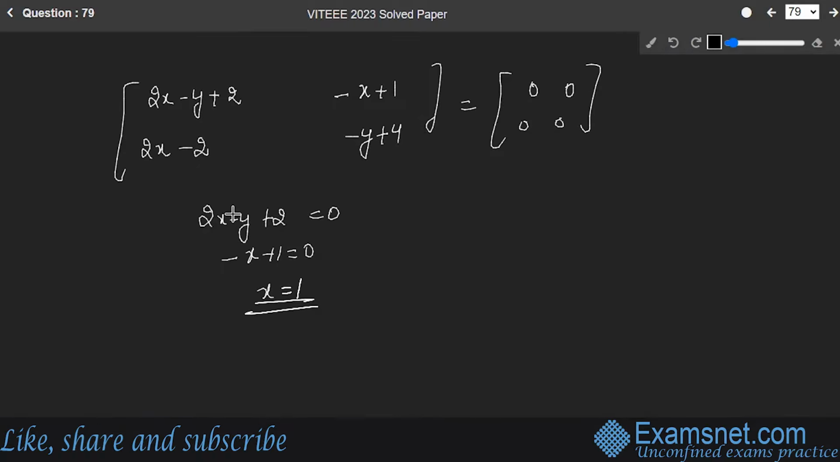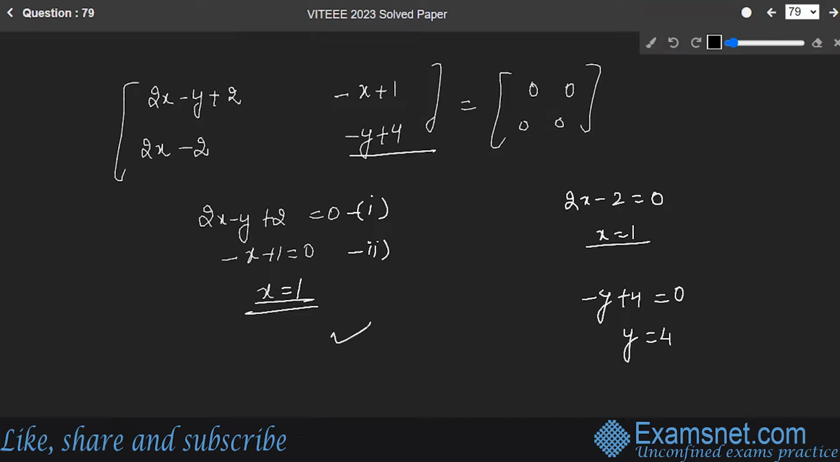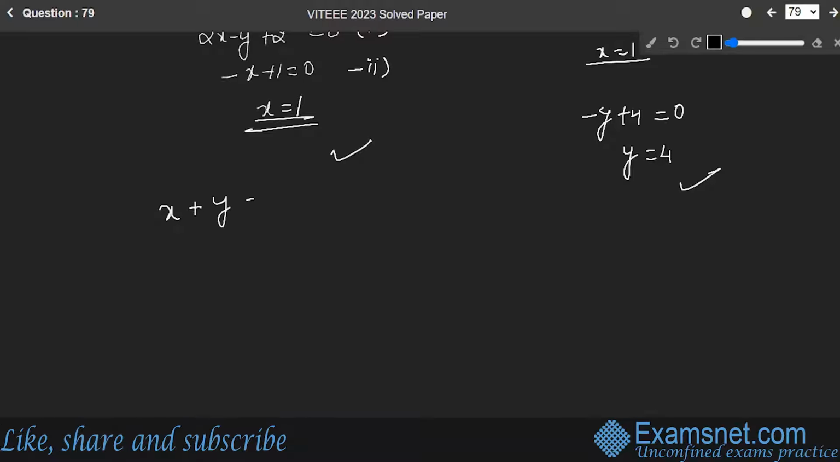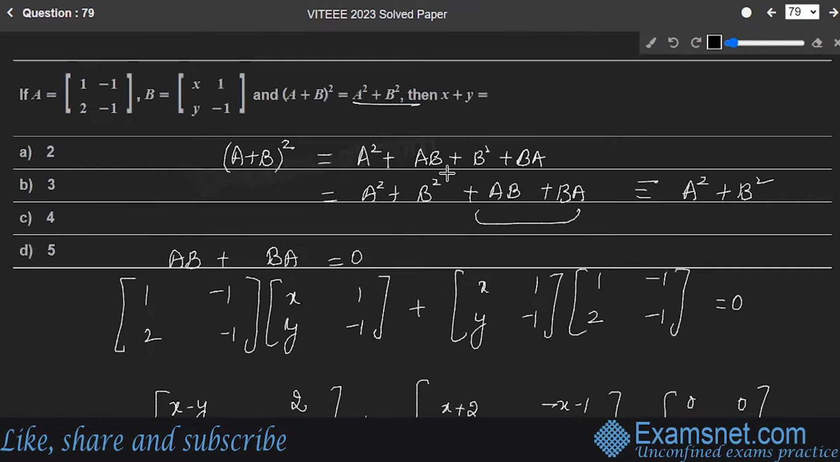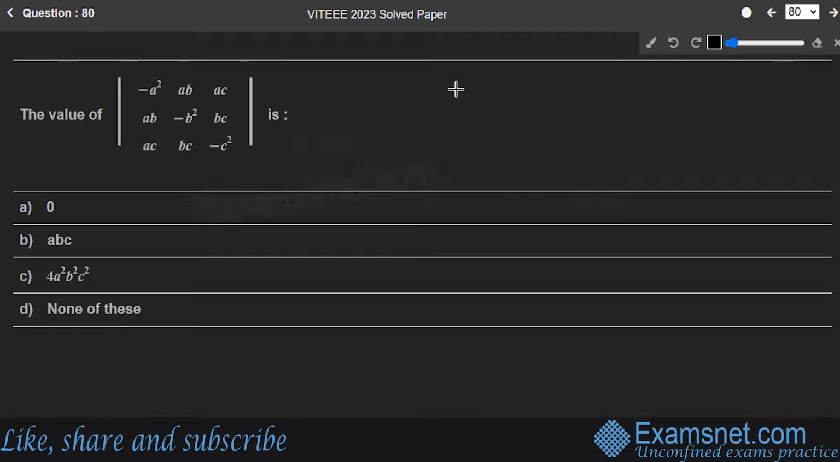And from here, this is equation number 1. From the third one, you have 2x minus 2 is equal to 0, which surely gives you x is equal to 1 again. That's it. And minus y plus 4 is equal to 0. That gives you y is equal to 4. So that is the value of x and y; you had to find x plus y. That's 5. You have option D as your answer. Hope you got that. Next is question number 80.